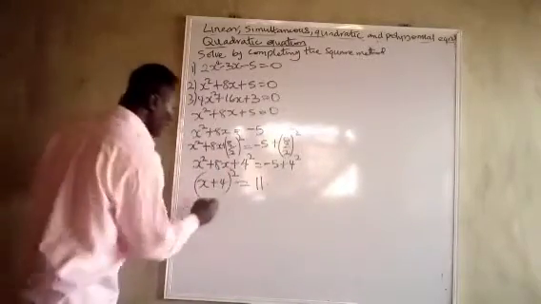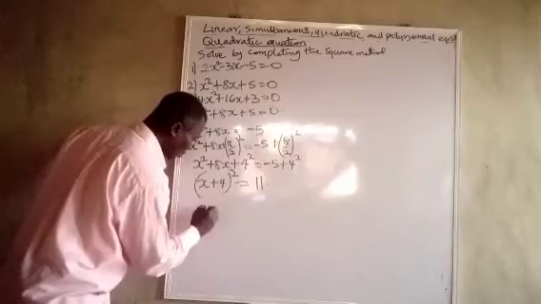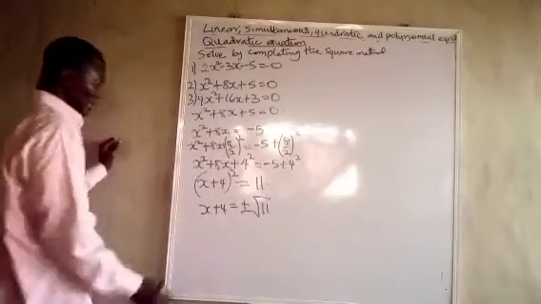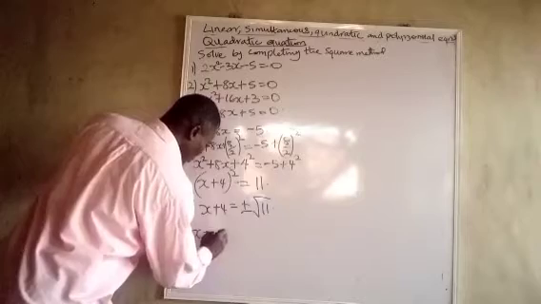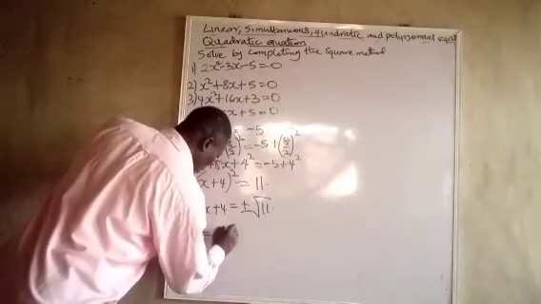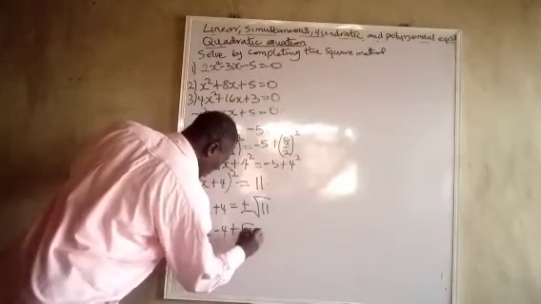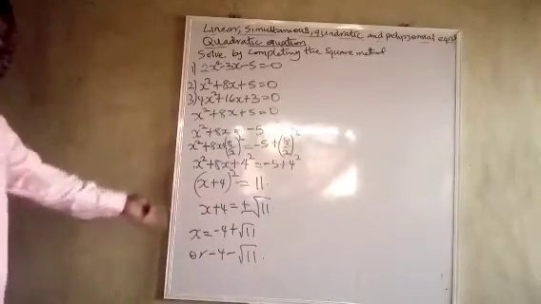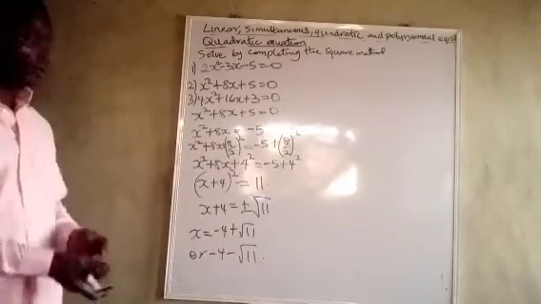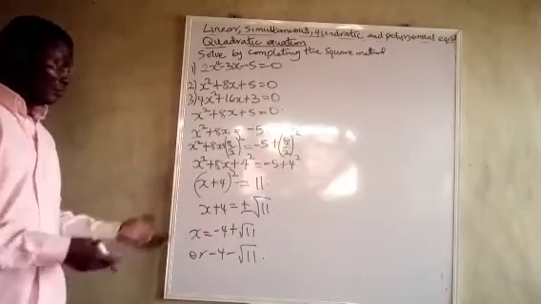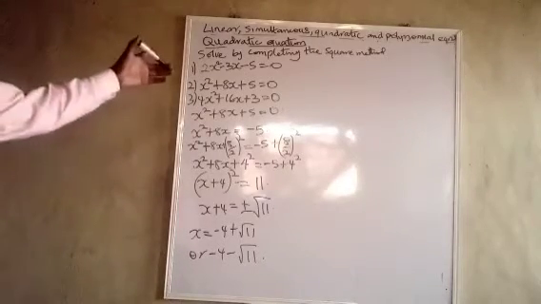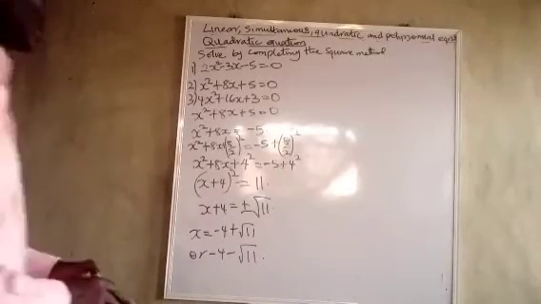Now, for the value of x, you have to square root both sides. So we have x plus 4 is equal to plus or minus root of 11. So x will be equal to minus 4 plus root of 11 or minus 4 minus root of 11. You can see, in this situation, there's no way you can look for the factors by multiplying and adding. There's no way you could have done that. So completing the square has saved us from that rigor.